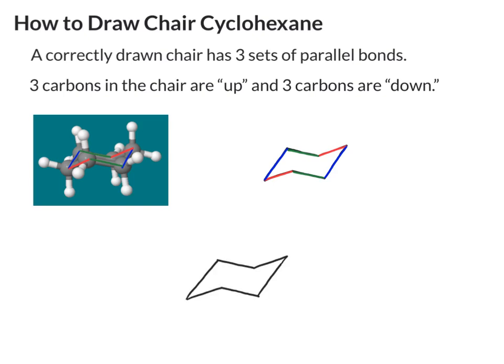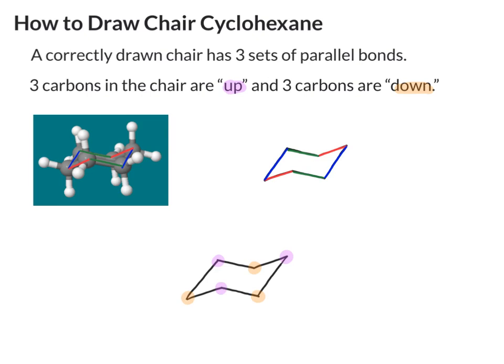If the carbon of the ring is pointed upward, then we call that an up carbon. So the up carbons will be here, here, and here, because if you look at the bonds that make up that carbon, they're pointed up toward the top of the page. The other 3 carbons, where the bonds are pointed down toward the bottom of the page, those we call down carbons. So there's a down carbon, there's a down carbon, and there's a down carbon.